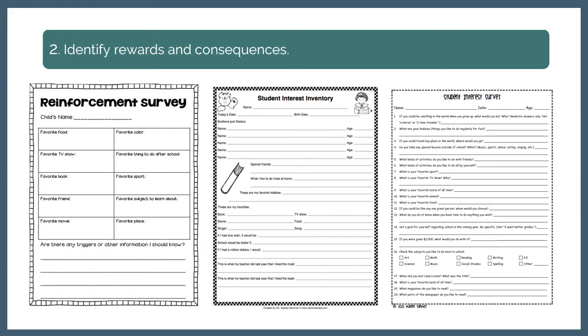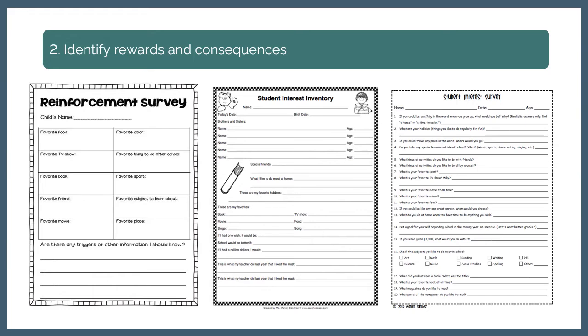Here are some examples of reinforcement surveys for different grade levels. On the left is an elementary example and includes a straightforward group of questions regarding favorite things. This could be provided to the student to fill out themselves or completed in an interview format.